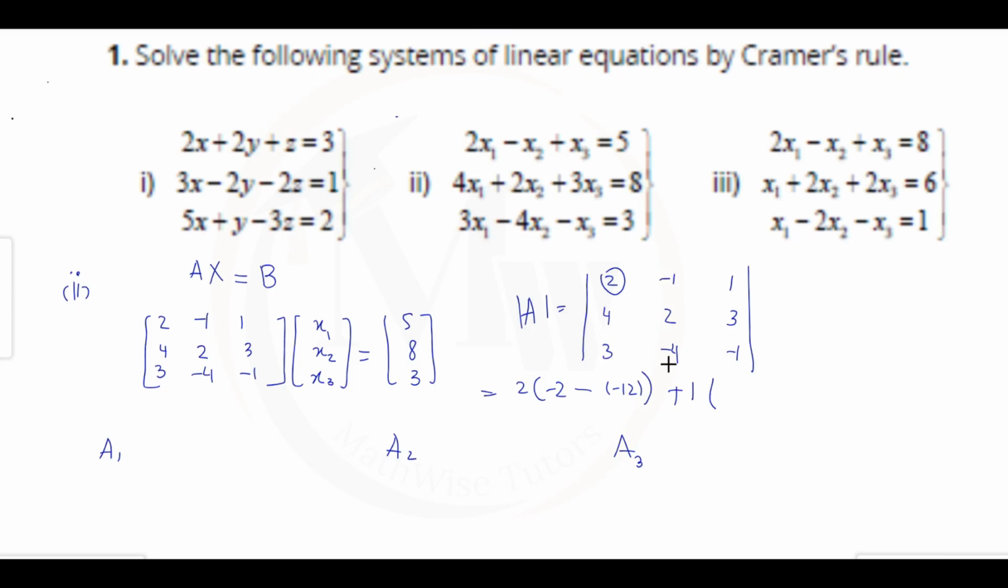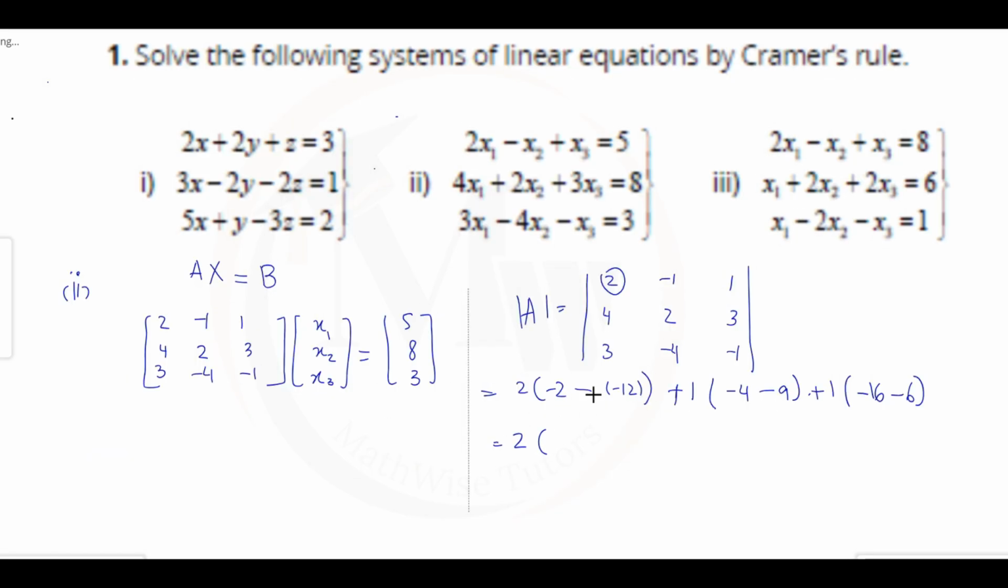Now leave this column, leave this row and multiply the other values. 4 times minus 1 is minus 4. Minus 3 times 3 is minus 9. First value positive, second value negative, and third value again positive. So this value is positive, so it remains positive. Now leave this column, leave this row and multiply the rest of the values. 4 times 4 is minus 16. 3 times 2 is minus 6.